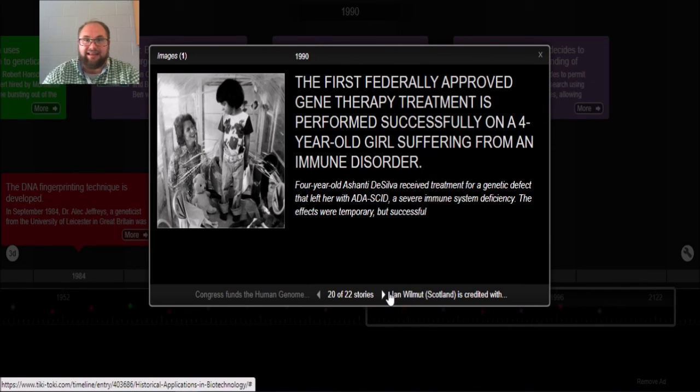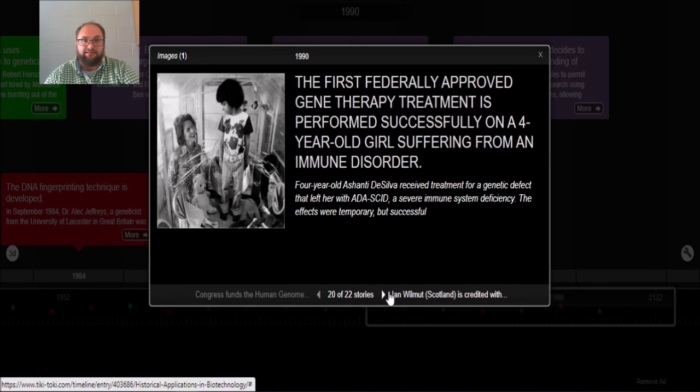Now, 1990, there's a 4-year-old girl named Ashanti da Silva, and she had a genetic disorder called ADA-SCID, a severe immune system deficiency. This meant basically that she had to live in a bubble. She had to live in a plastic dome, and she could not go outside due to potential interaction with viruses and bacteria and all the things that would make us sick.